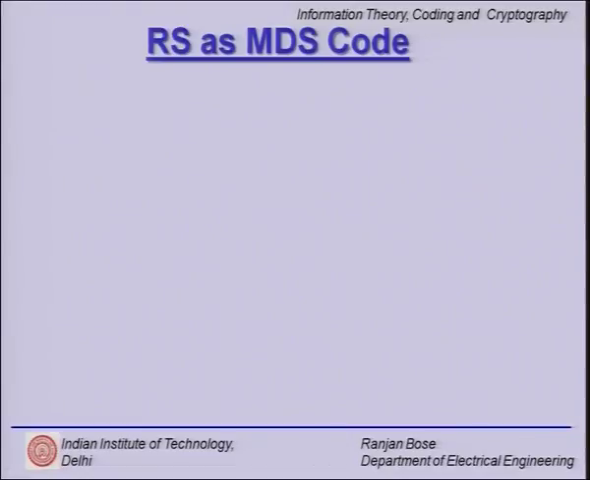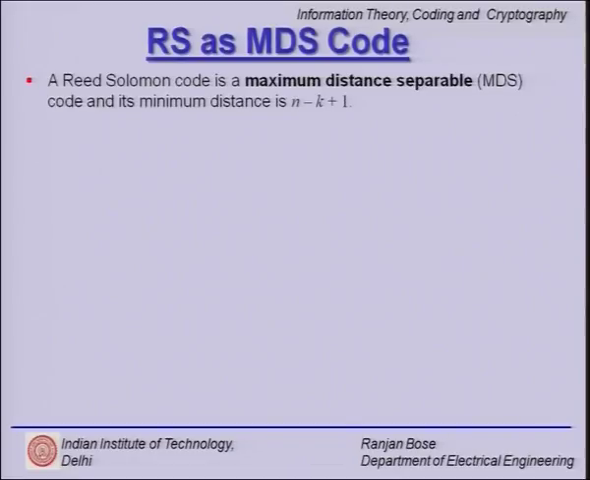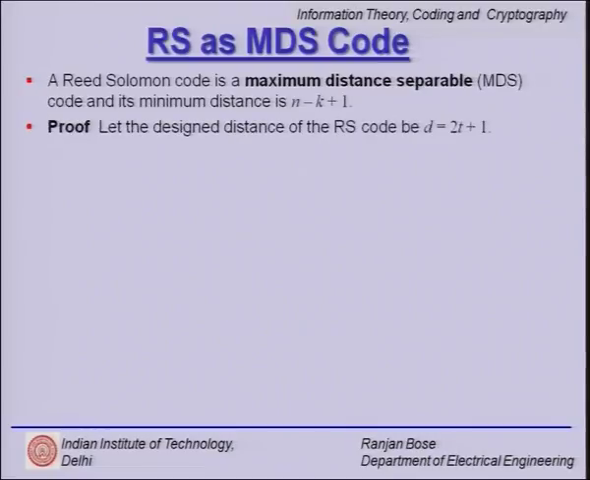First and foremost to observe is that Reed-Solomon codes are maximum distance separable codes. So, they are really good codes. Let us understand this. We claim that a Reed-Solomon code is an MDS code, and the minimum distance is n minus k plus 1. So, d star equals n minus k plus 1.